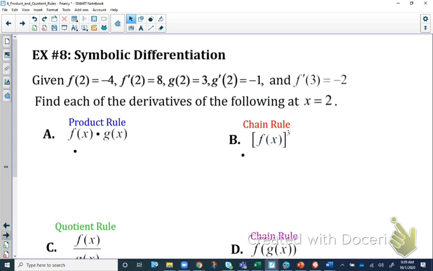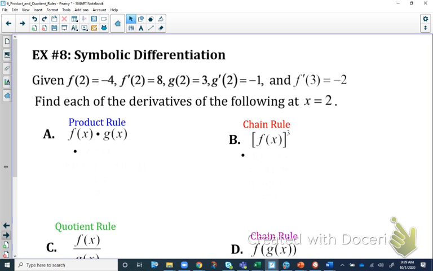Now this last bit that we're going to take a look at here, this is where we're looking at things more symbolically, where we just know that we have certain things. So we're given that function f at 2 has an output of negative 4, its derivative at 2 has an output of 8, and function g at the same input of 2 has an output of 3, and its derivative would be negative 1. And it's also telling us that f prime of 3, so the derivative of function f at 3, is going to be negative 2. And it's asking you to find the derivatives of each of these things at x equal to 2.